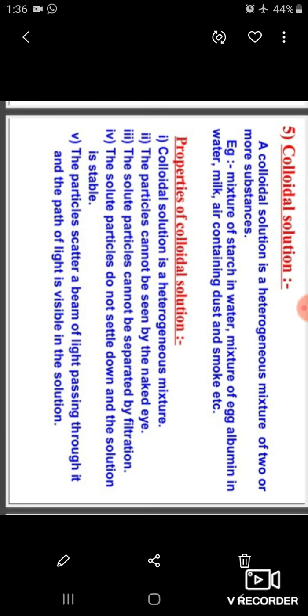Can you see the small colloidal particles with your naked eyes? No, we cannot. But these particles can easily scatter a beam of light, which can be easily observed. This scattering of a beam of light is called the Tyndall effect.